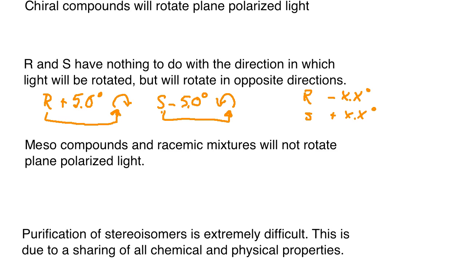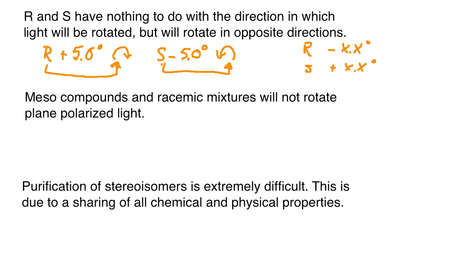Because the S would counterbalance part of the R, and then the leftover remaining portion of the R would be what's able to rotate the light. So I wouldn't expect it to be able to rotate it to as large a degree as if it was just the pure R enantiomer. So hopefully that makes sense. We really want to just talk about this conceptually.